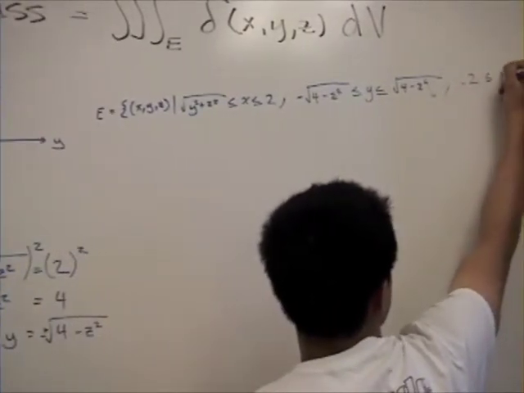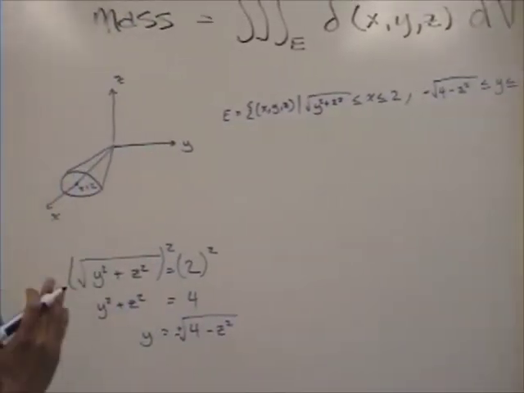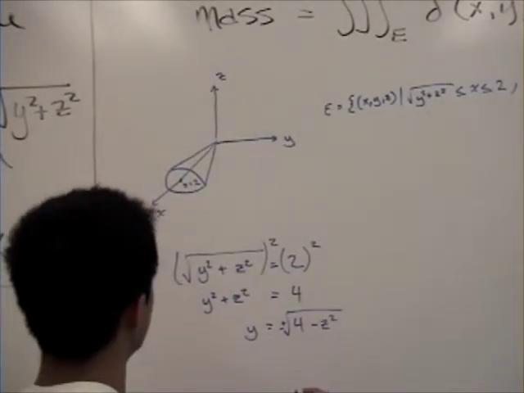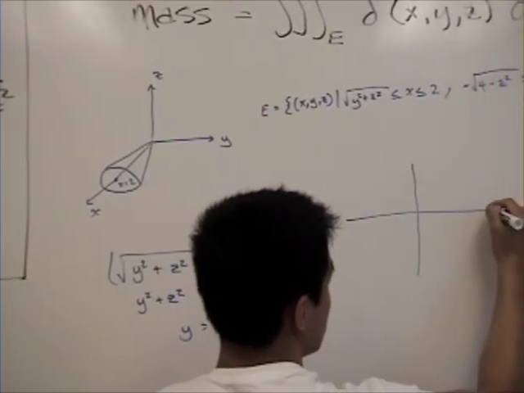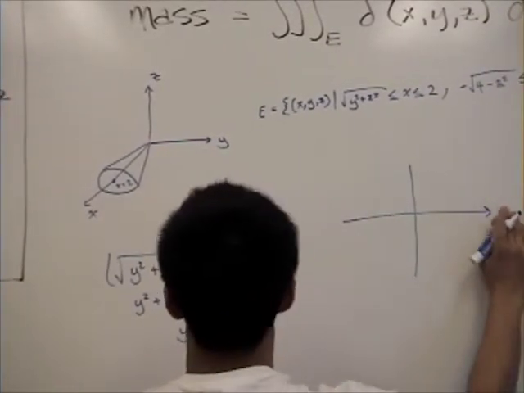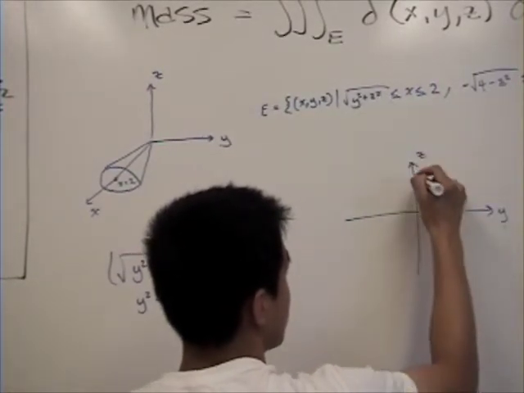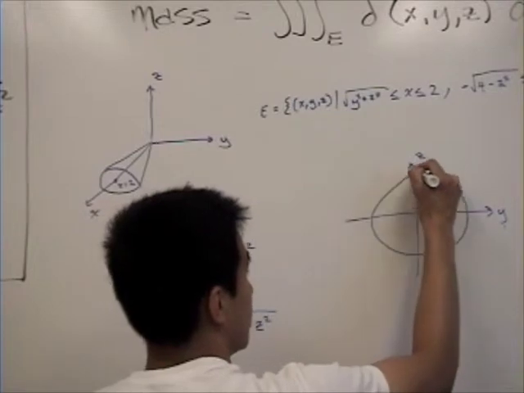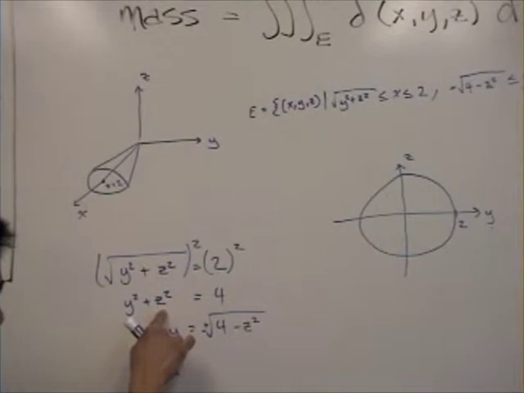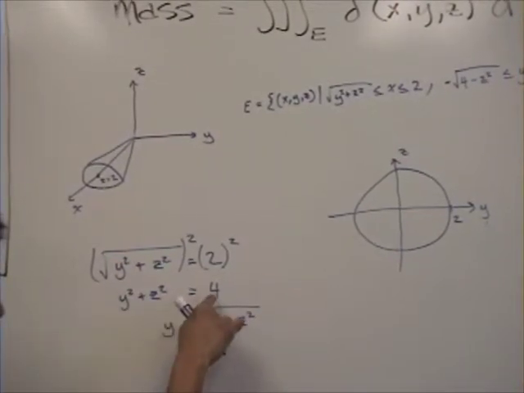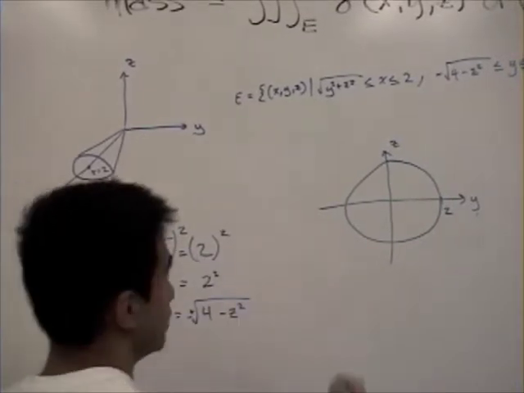The reason z is going from negative 2 to 2 is because if I look in perspective of the x equals 2 plane, I would look at it in terms of the y and z plane. It would look somewhat like a circle. Recall that y squared plus z squared is the equation of a circle, equal to 4, or we can look at it in terms of 2 squared, like we did earlier.